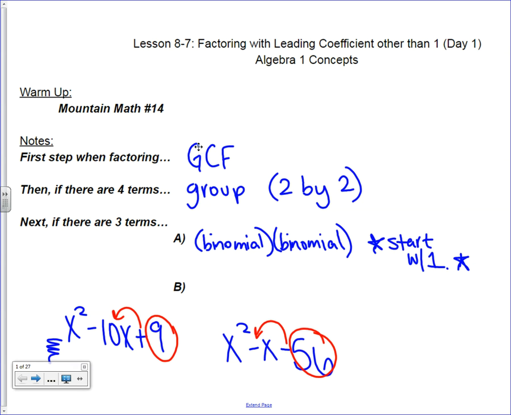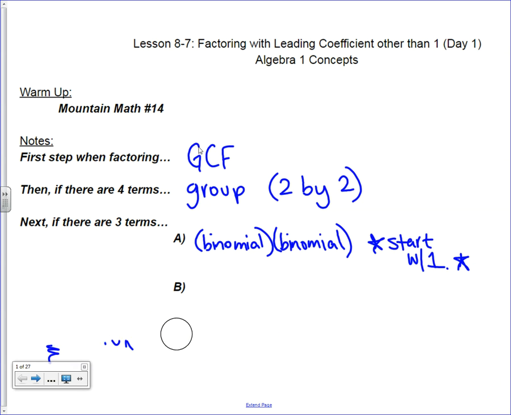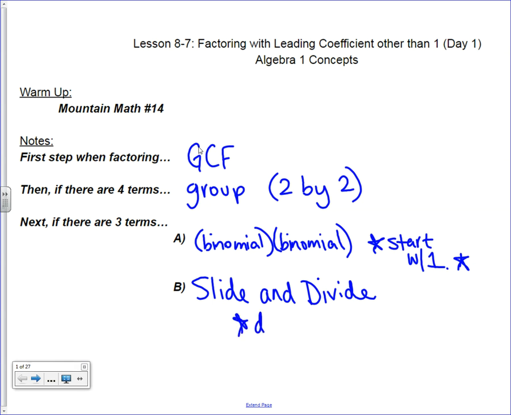Okay, well, of course, they're not always going to start with a 1. So we have to have a way to do them if they don't start with a 1. And if you look at your problems down there at the bottom, none of those start with a 1, do they? So here's where this method comes in. It's called slide and divide. So this is what we're going to be learning today. Slide and divide. Okay, and we are going to use this if it does not start with a 1.